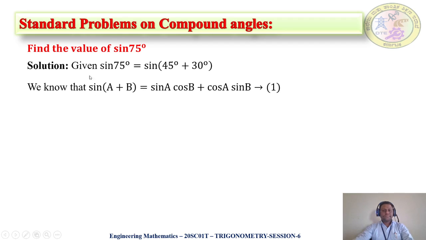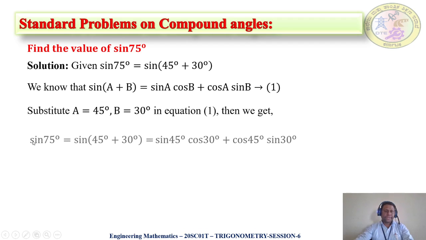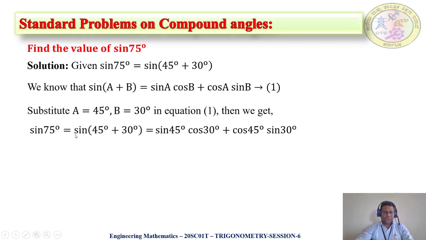You can observe, we know that sin of A plus B formula is sin A cos B plus cos A sin B. We have to take it as equation number 1. Here substitute A is equal to 45 degree and B is equal to 30 degree in equation 1. Then we get here sin of 75 degree is equal to sin of 45 degree plus 30 degree. Wherever A is there, substitute 45 degree. Wherever B is there, substitute 30 degree.